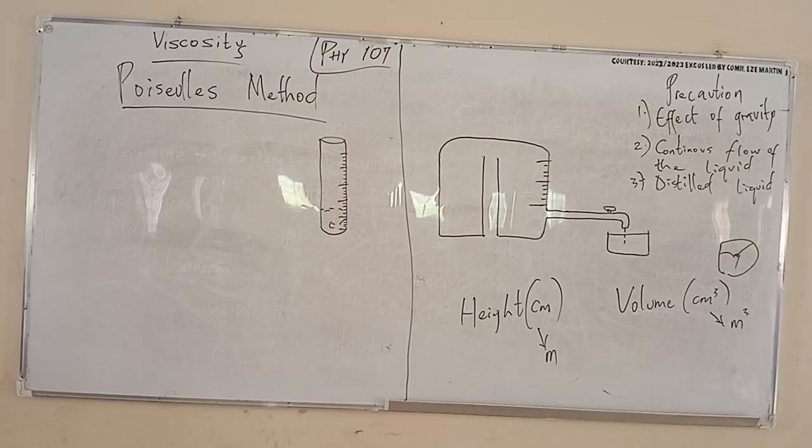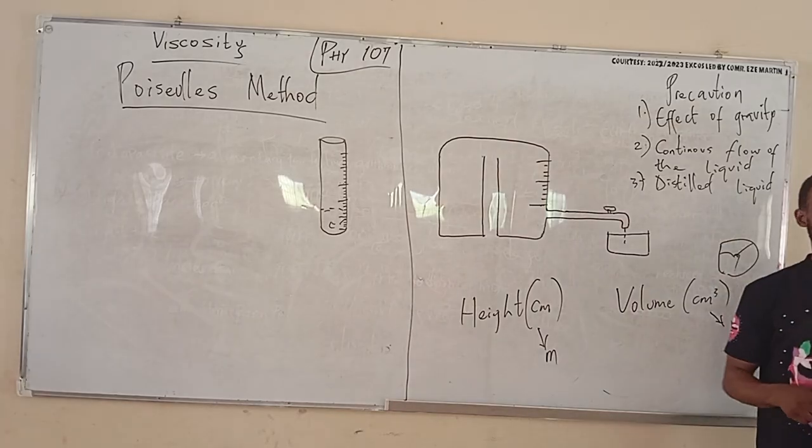This is not the only method of determining viscosity. We have the Stokes method. We have just capillary tube action. But it now depends on what you are asked to do. And if this is your practical, if you look, they told you to use Poiseuille's method. So that is why we are using this. So I said, listen to me again, let me summarize.